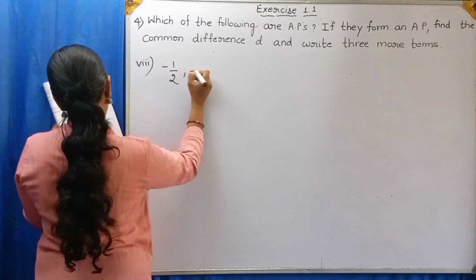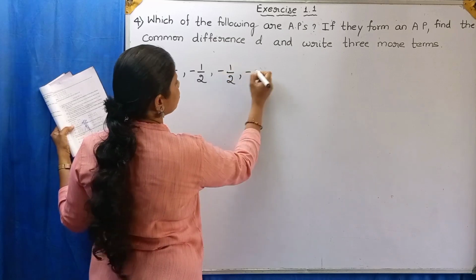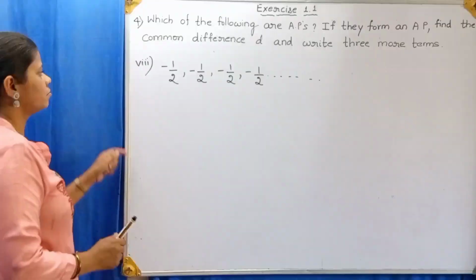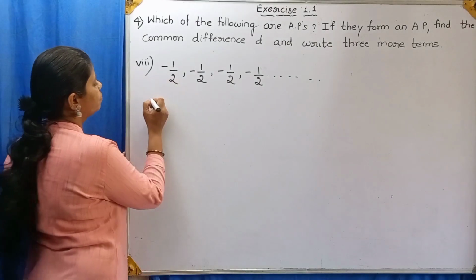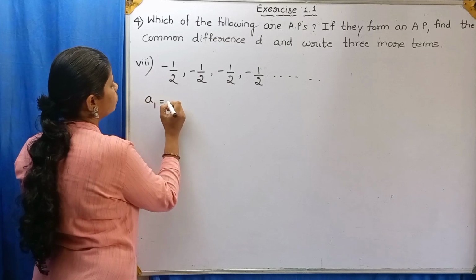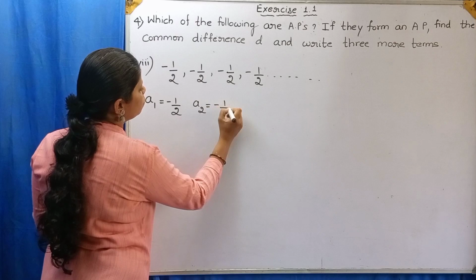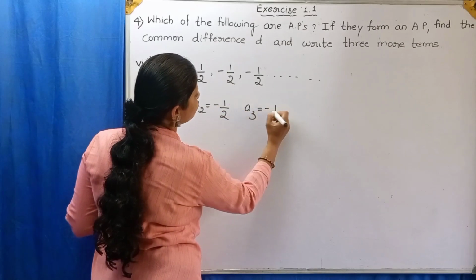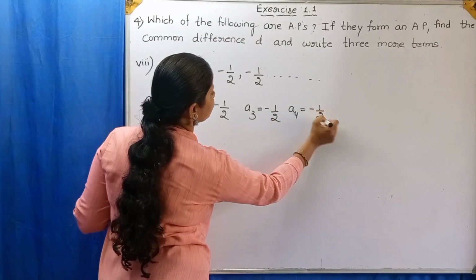Minus half, minus half, minus half, minus half and so on. Say A1 is minus 1 by 2. A2 is also minus 1 by 2. A3 is also minus 1 by 2. A4 is also minus 1 by 2.